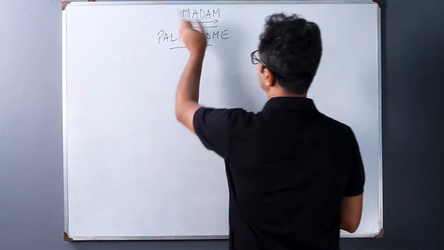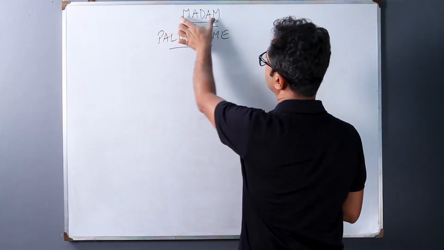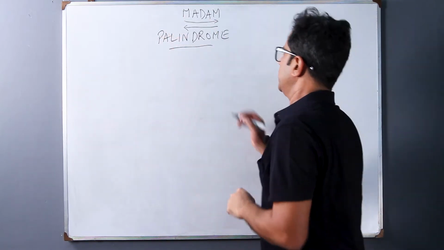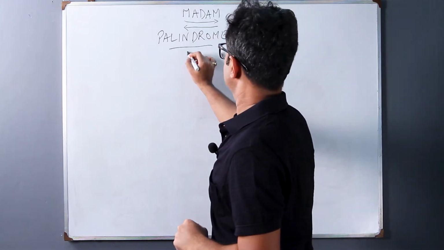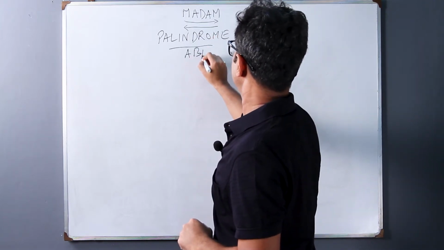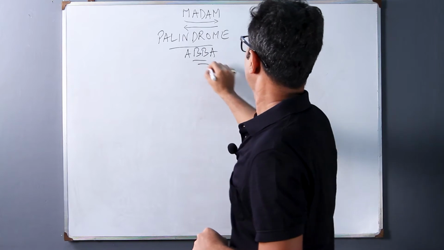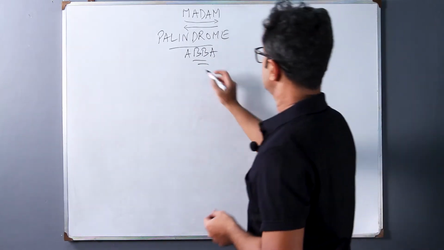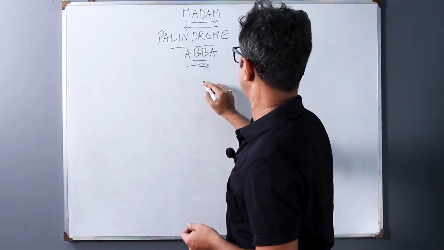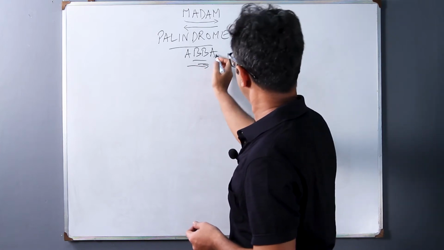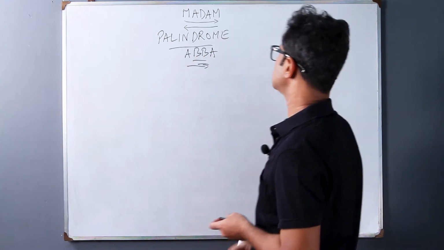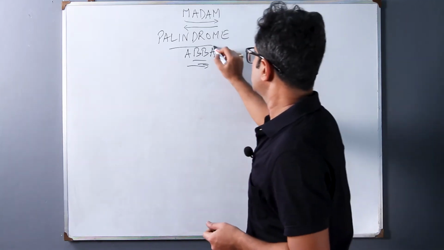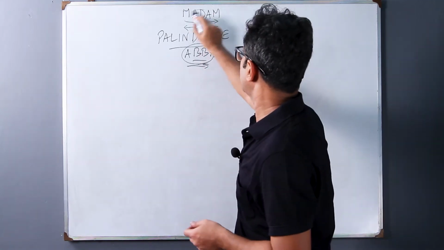So madam can be a palindrome. It is an odd letter word. It can be an even letter word like this. Suppose I am writing ABBA. So this is a palindrome because if you print this from this side, it prints ABBA, and from this side as well it prints ABBA. So this is an even letter palindrome. This is an odd letter palindrome.